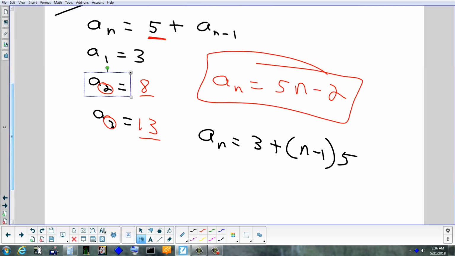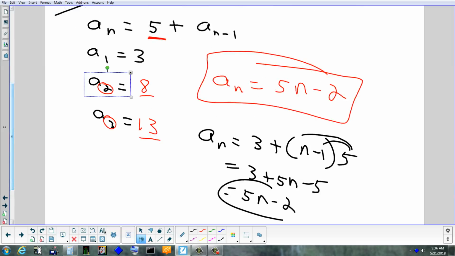Now if you look at the result in black and the one in red, you might be like, wait, they're not the same. Well, if you simplify it, they will be. So distribute: 3 plus 5n minus 5. And now 3 minus 5 gives me a negative 2. And that's exactly the same formula we just got in red without really any guessing involved.